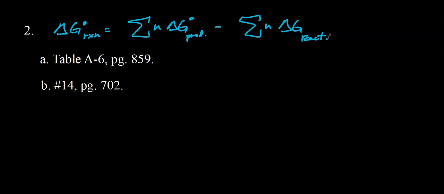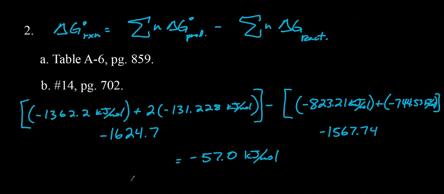So again, you may have noticed in the table of thermodynamic data, you have delta HFs, delta GFs, and those are both for formation reactions, and then absolute entropies, or S's. And so products minus reactants will give us delta G for the reaction. All right, take a look at number 14 on page 702. And what we want to do is calculate delta G for that reaction. Go ahead and pause the video and set that up and see what you get.